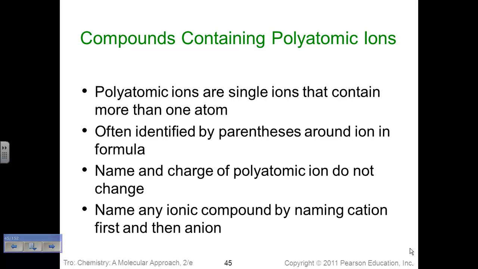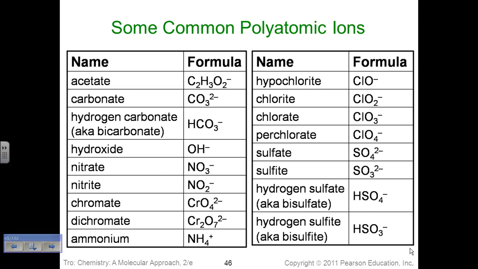We simply name any ionic compound that contains a polyatomic ion by naming the cation first and the anion last. Same set of rules, but we're inviting more players onto the field. Name the cation first, the anion last, and we name them according to charge.